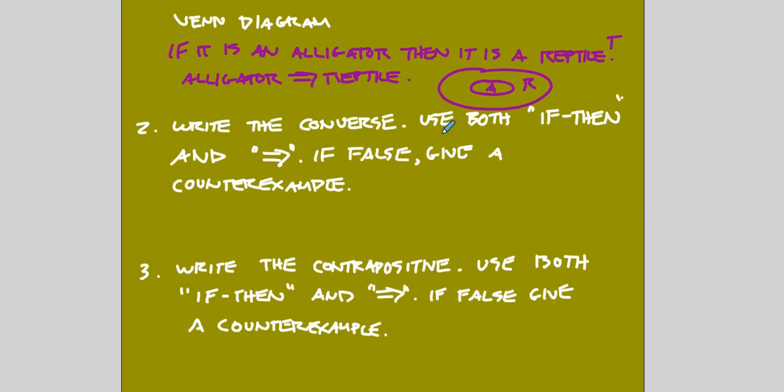Okay, then we'll do number 2. Write the converse. Use both the if-then and the implies symbol. If false, give a counterexample. Okay, so I will start you out. This is our hypothesis, H. This is our conclusion, C. Okay, stop the video and do question 2. Alright, so we've got now the converse. We switched the conclusion and hypothesis. So if it is a reptile, then it is an alligator.